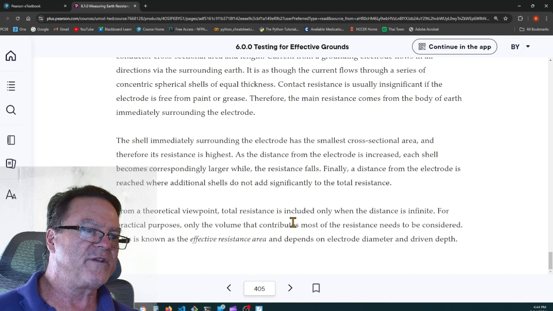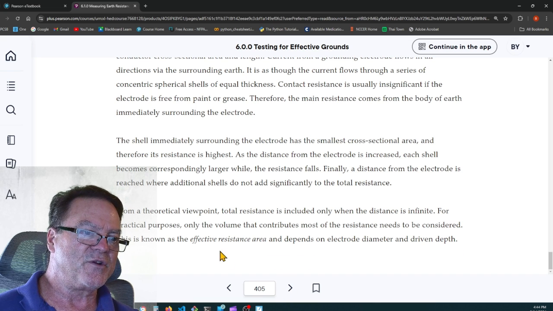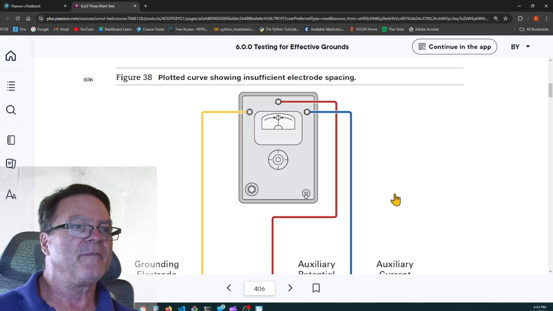From a theoretical viewpoint, total resistance is included only when the distance is infinite. For practical purposes, only the volume that contributes most of the resistance needs to be considered. This is known as the effective resistance area. It depends on the electrode diameter of the driven earth.